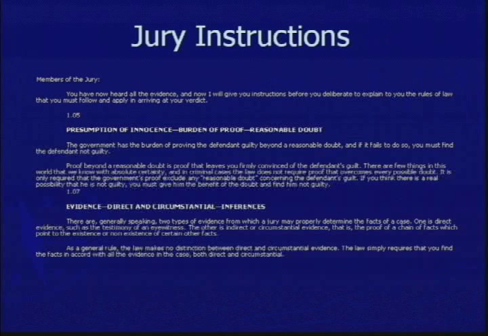There are, generally speaking, two types of evidence. There's direct evidence, such as the testimony of a witness, and there's another type known as indirect or circumstantial evidence, and that's proof that is established through a chain of facts that point to the existence of another fact. As a general rule, the law makes no distinction between direct and circumstantial evidence. The law simply requires that you find the facts in accord with all evidence in the case, both direct and circumstantial.